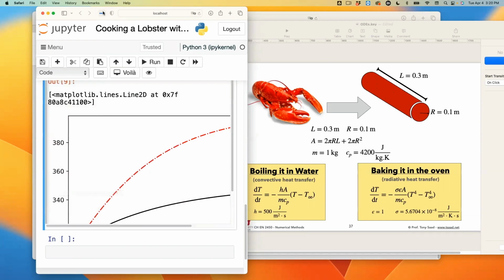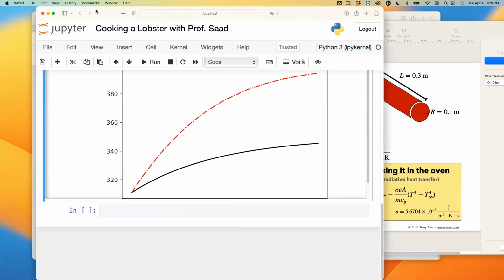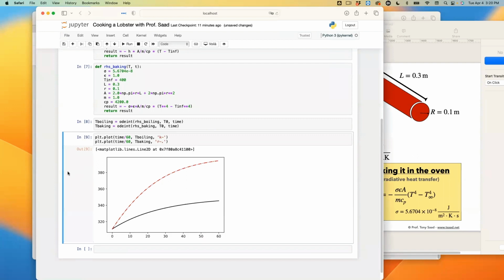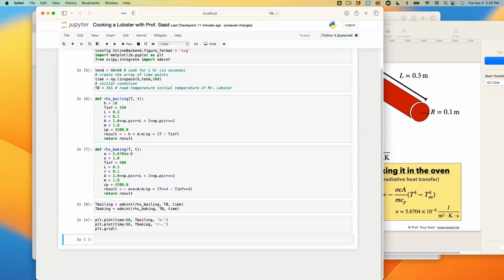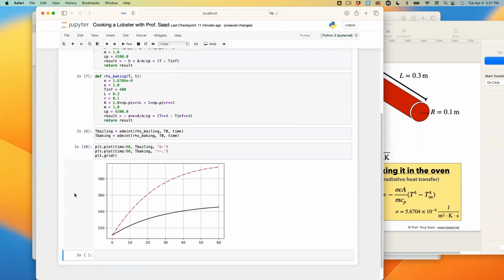Okay, so I'm going to have to expand this plot a little bit and maybe zoom out. All right, so now let's add a grid, plt.grid. Okay, so now you see. Let's say, what is 164 Fahrenheit in Kelvin? 164 Fahrenheit is what they call well done for fish, and that's about 300 or 350 Kelvin.